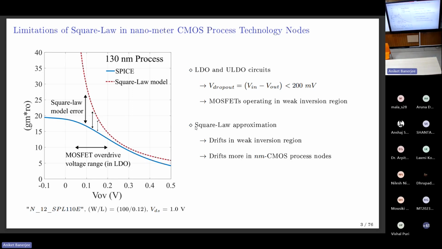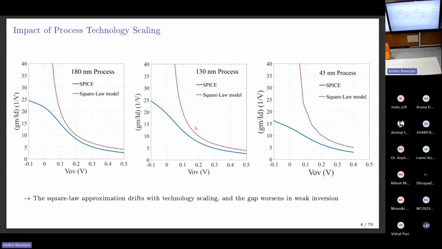So I hope you are together here that what you see in the blue plot here is what SPICE fits out for you. And the red one is square law. And as you see, the difference increases when you're going for lower overdrive voltages. And it's not less when you look at higher, stronger inversion also. For 130 nanometer.